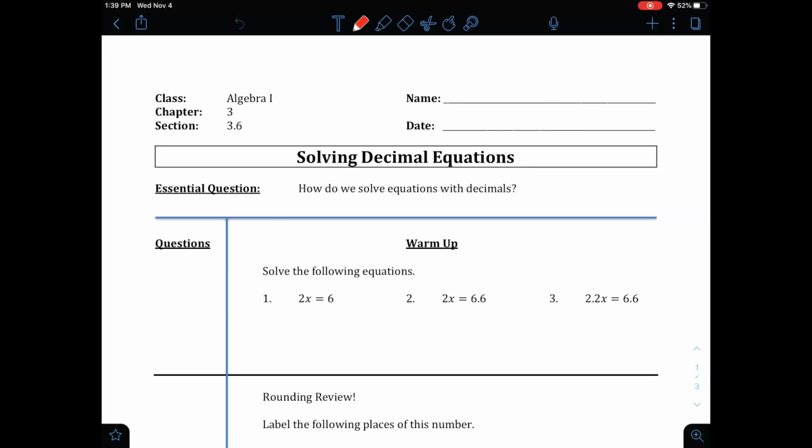We're continuing with Chapter 3, which is solving equations. We're doing 3.6 today, and the name of the lesson is solving decimal equations. Our essential question is, how do we solve equations with decimals?